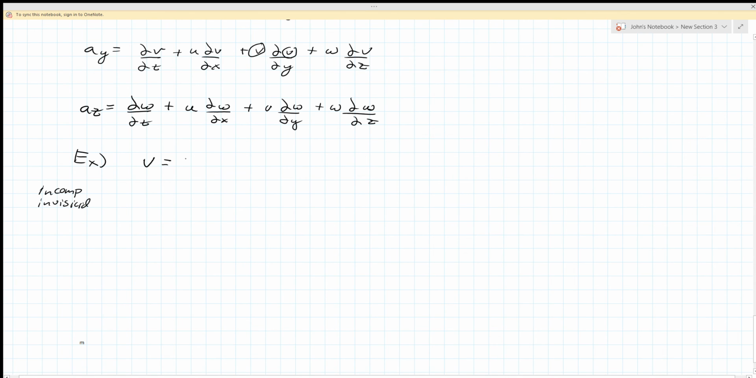And I want V to be a function of u(x) i plus v(y) j. So I'm saying these are one-dimensional. u only changes in x, v is only dependent upon y, and w will only be dependent upon z. So I just made these one-dimensional. And this function is going to equal 1 over x squared i. And I want to say it's steady state.